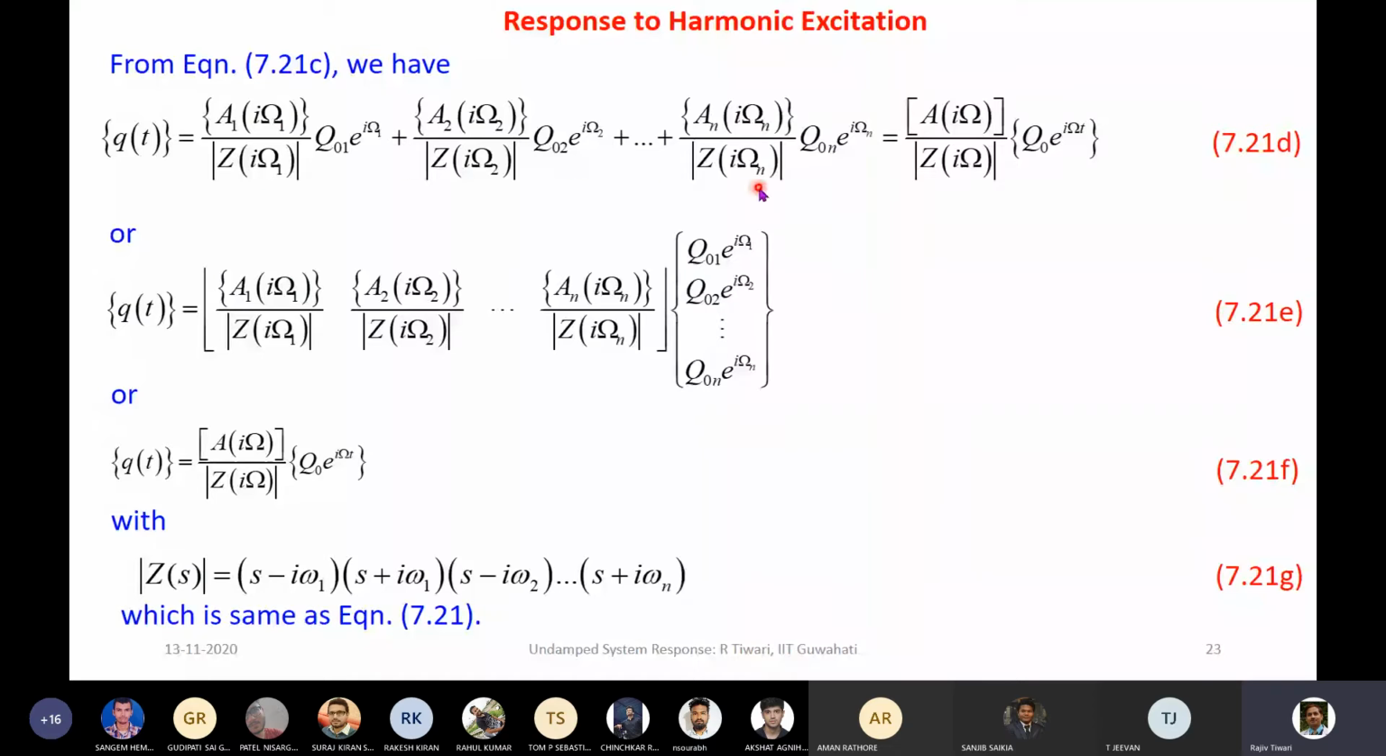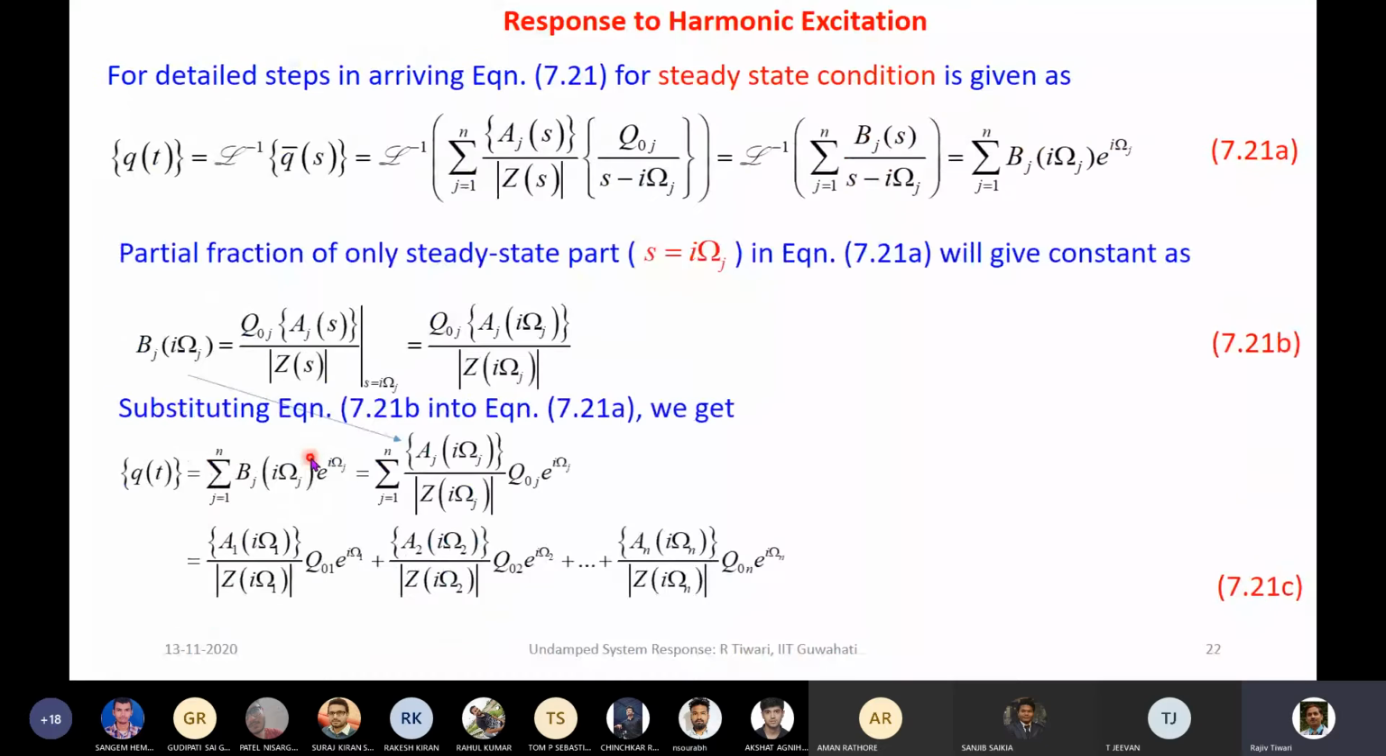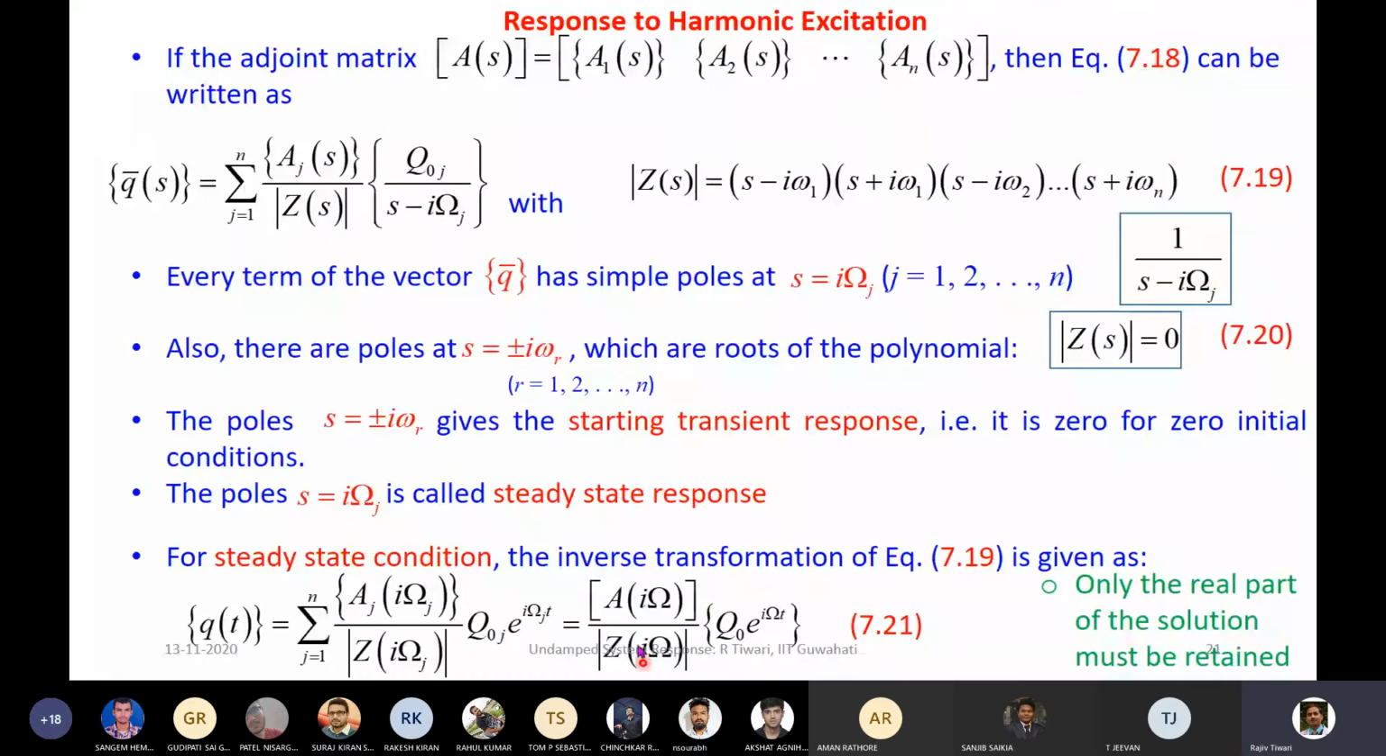Then again they can be reassembled, and this is the A matrix, and this is the force vector, where this Z s we had earlier in the factorized form, but now we have substituted it. So wherever s is there, we will be substituting i omega here. So this is the same expression which we got in the previous slide here, this one.